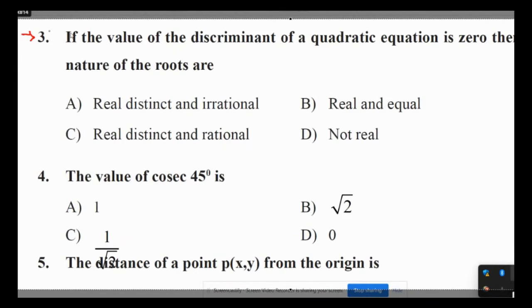Moving on to the third question. If the value of the discriminant of a quadratic equation is 0, then the nature of the roots are. If the discriminant is 0, then the nature of the roots are real and equal. Correct option for the third question is B, real and equal. The value of cosecant 45 is. Cosecant 45 value is root 2.